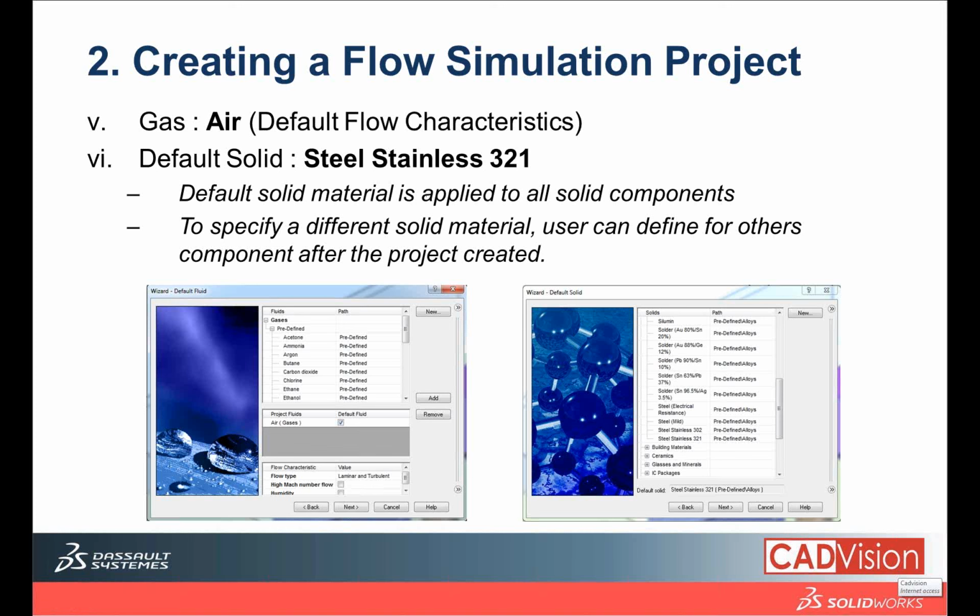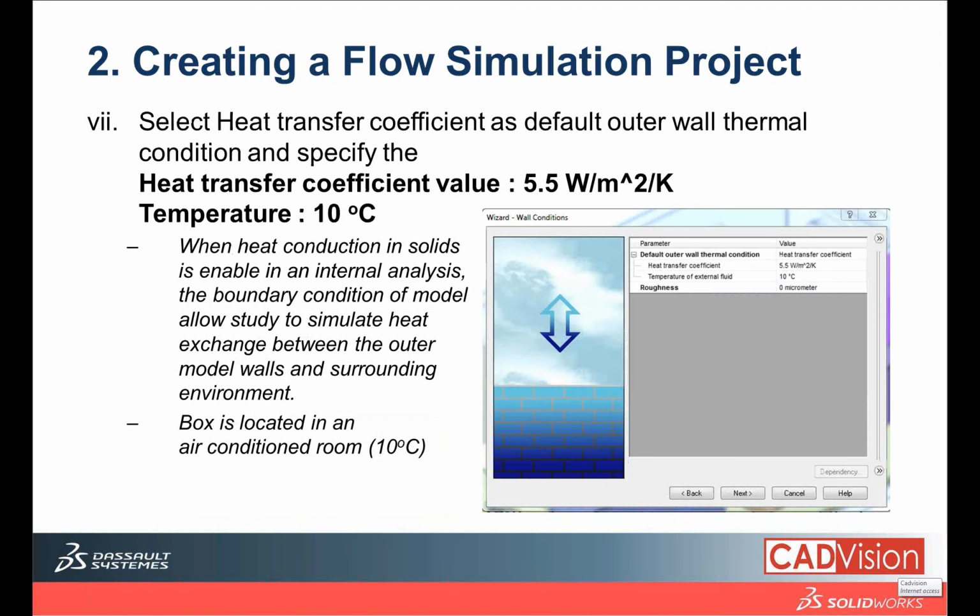321. However, if you would like to define or even assign different materials to each of the components, we can do it later in the project or in the settings. And then we would like to put in the heat coefficients. So in our case, we put in the heat transfer coefficients and the initial temperatures of the fluids that we assign, which is air in our case.